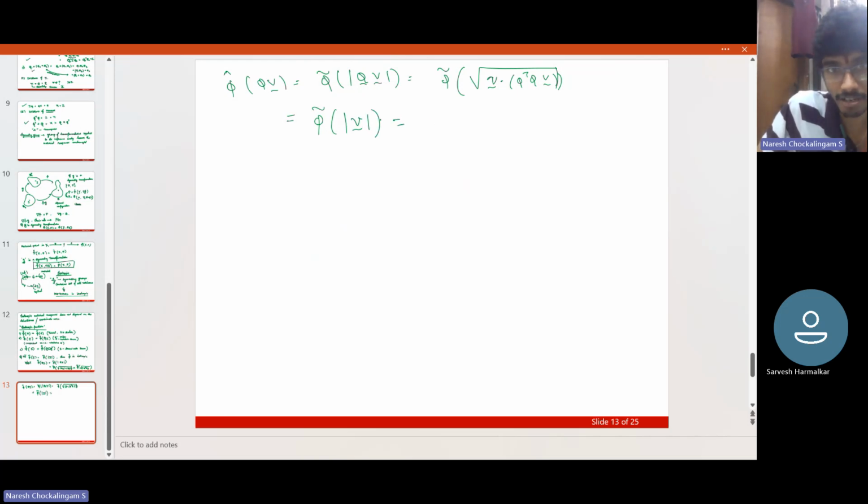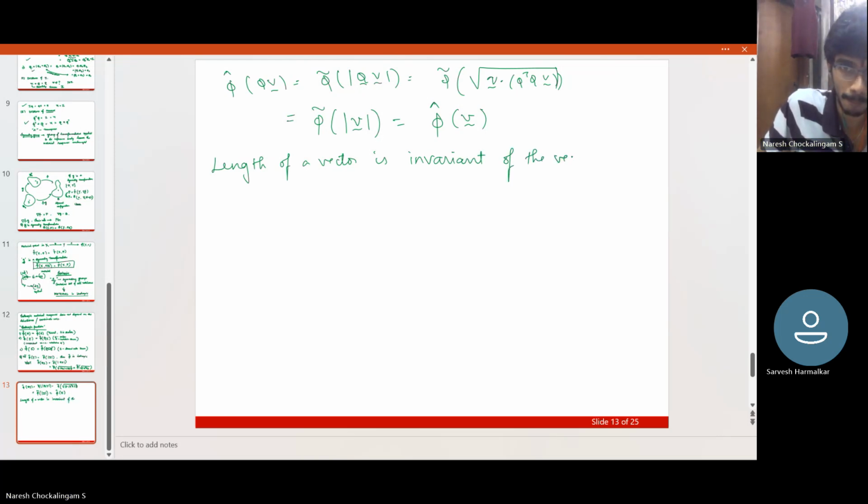But what is phi tilde of magnitude of v? It is nothing but phi cap of v. So this function is insensitive to applied rotations q. Therefore, it is an isotropic function of a vector. The length of a vector is an invariant of the vector. It is invariant to rotations.